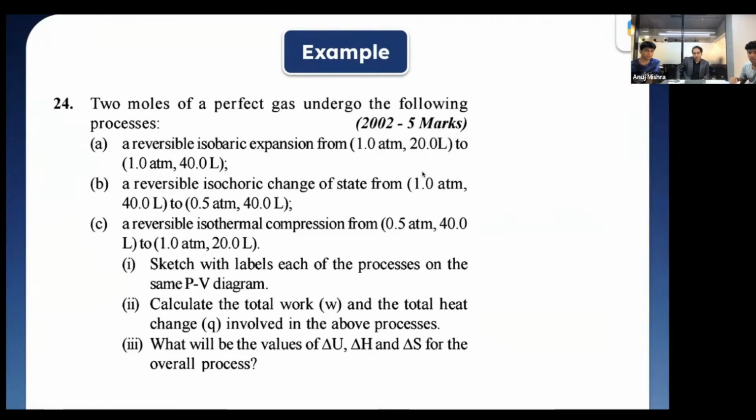So you can draw PV diagram. If you draw PV diagram, how will it go? 120 liter to 140 liter. That means left to right, parallel to the V axis. It's a horizontal line. Draw PV diagram and show point 1 and point 2. Then a reversible isochoric change of state from 1 atmosphere 40 liter to 0.5 atmosphere 40 liter. That means 40 liter वाली line पे आपको नीचे आना है. Check the second one. So you are coming downwards for the next process.